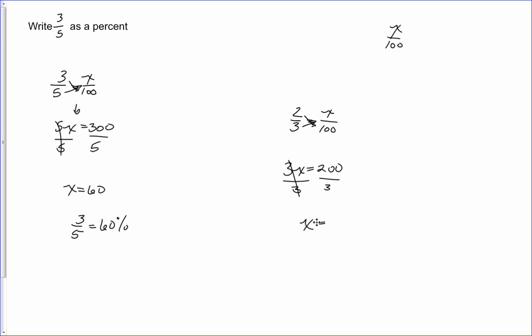I'm going to see if you can get it. You should be able to. It's not that hard. If you said 66.67%, you are correct. So anytime you have a fraction that you want to convert to a percent, simply set it equal to x over 100, cross multiply, and solve for x, and that is your percentage.